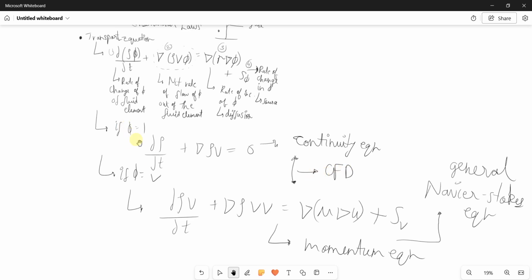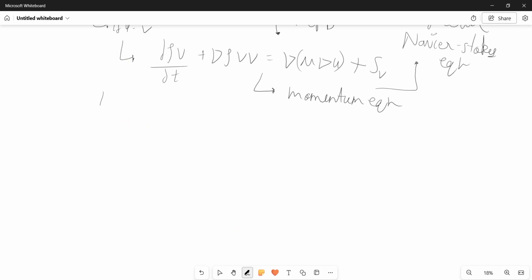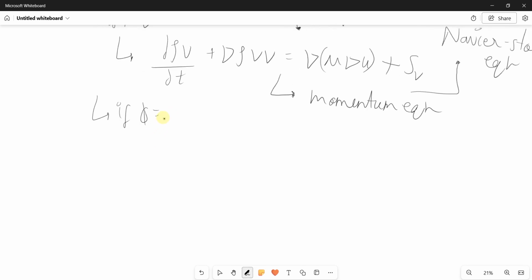So now again, it's not over yet. Now if your φ is equal to C, that is the concentration of any chemical or concentration of any flow, then you get your species equation. Since I've used transport up, I'll not use transport over here. So this is what you call your species equation.